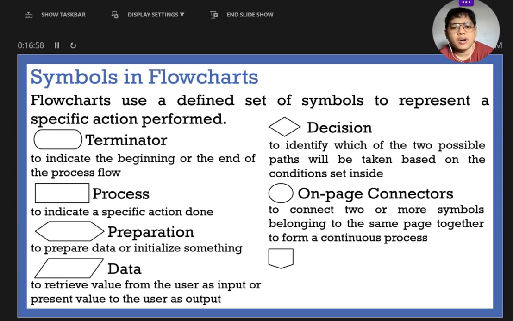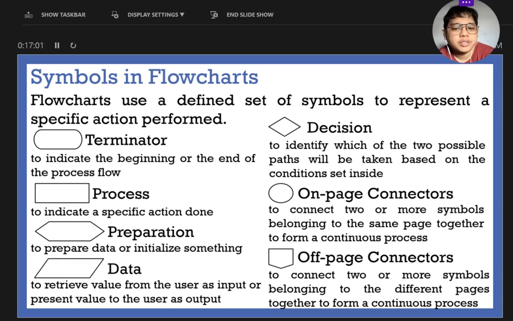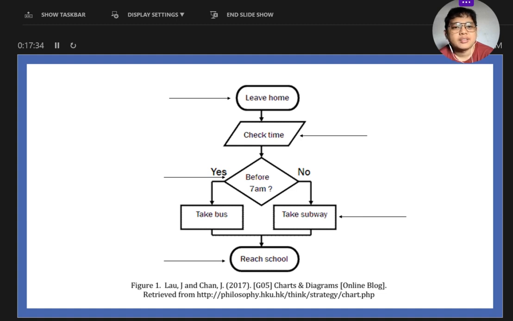Now we have the off-page connector. The off-page connector is used to connect two or more symbols belonging to different pages together to form a continuous process. So remember that the on-page connector is used to connect symbols on the same page, while the off-page connector connects different pages to form a continuous process. Now, let us identify the symbols used in the flowchart.